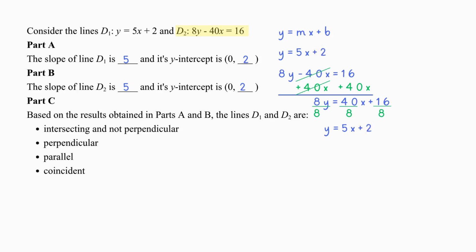Part C. Compare your answers from Part A and Part B. Line D1 has a slope of 5 and a y-intercept of 0, 2. Line D2 also has a slope of 5 and a y-intercept of 0, 2. Because their equations are exactly the same, y equals 5x plus 2, they form the exact same line on a graph. When two lines sit perfectly on top of each other, they are called coincident lines.